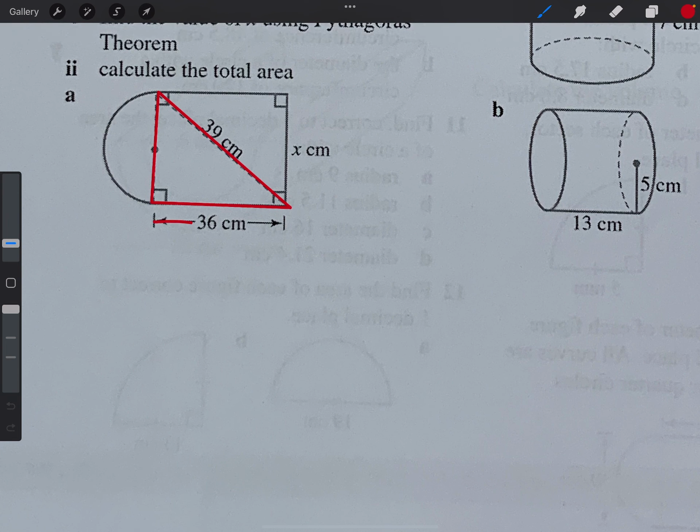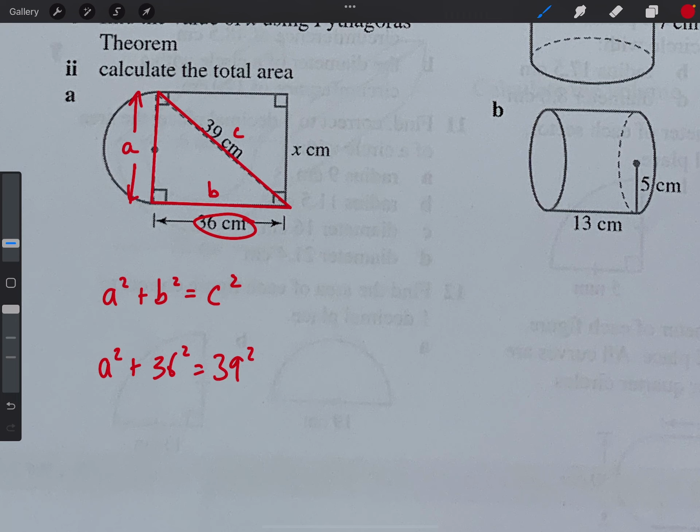This is 36. This is 39. So imagine this is A, this is B, and this is C. Remember that A squared plus B squared is equal to C squared. This is Pythagoras' theorem. We don't know what A squared is, so we leave it as A squared. B squared is 36 squared. So plus 36 squared equals C squared, which is 39 squared.